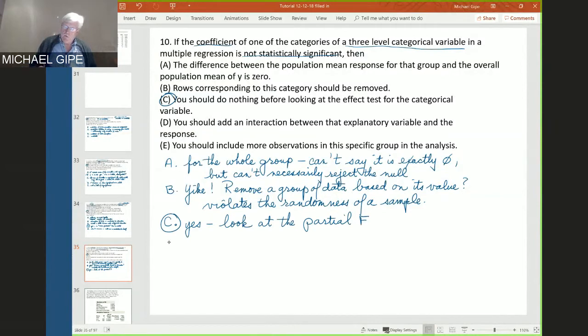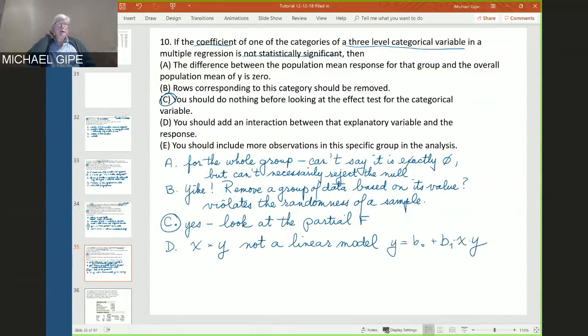How about D? Why is that wrong? You should add an interaction between that explanatory variable and the response. This is saying X times Y. This now becomes a nonlinear model. So something like Y equals B0 plus B1 times X times Y. That's clearly nonlinear.